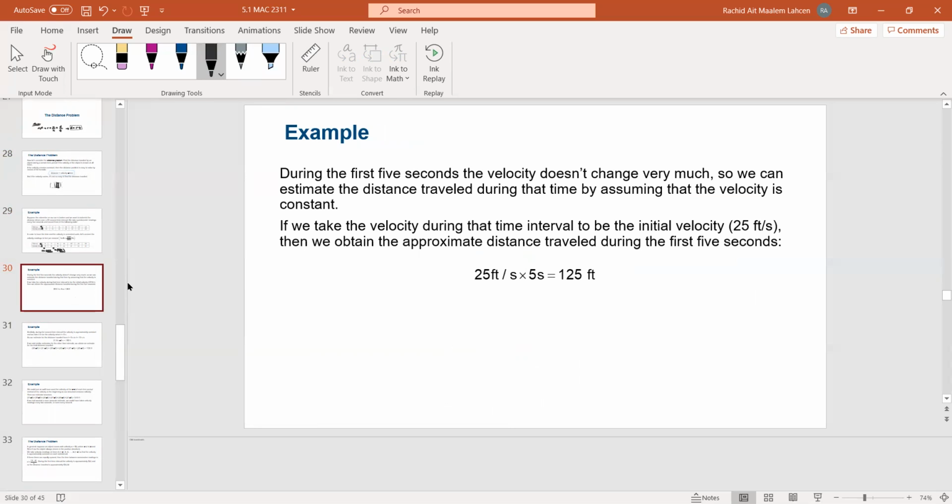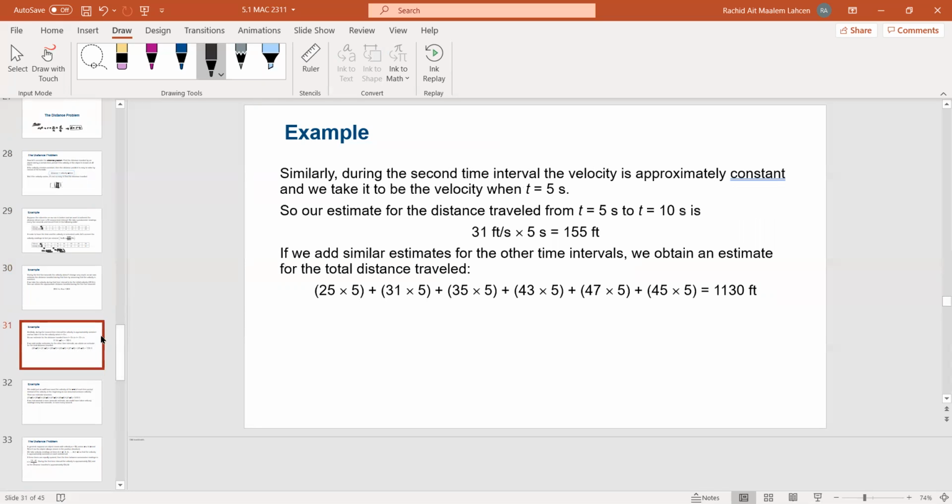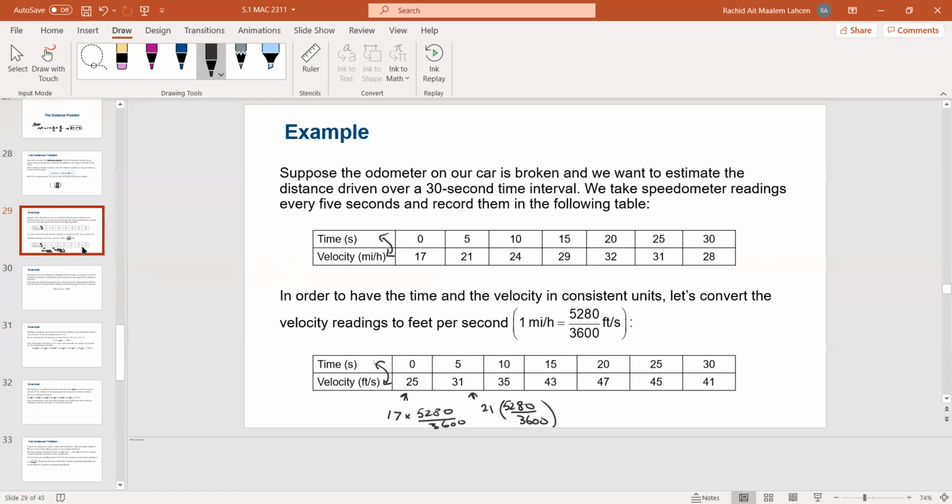So if we take the velocity during that time, the interval to be 25, if we obtain the approximate distance traveled, then we're doing 25 times 5, which is 125. So what will happen as you look at these curves, maybe we should switch these to a graph, and that's going to be helpful.